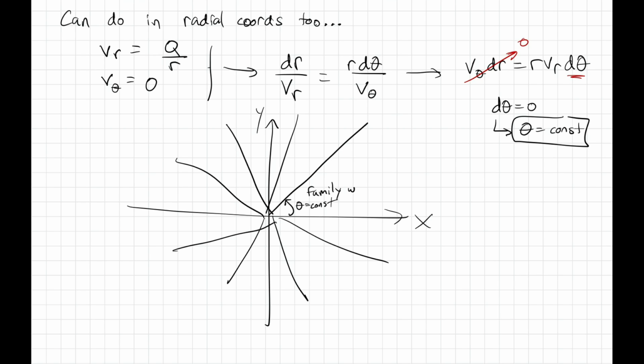So it's not really any harder to do these kinds of calculations in radial coordinates as long as the velocity profiles are given to you that way.